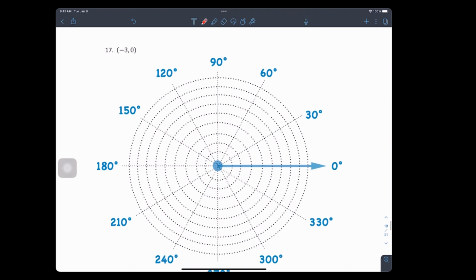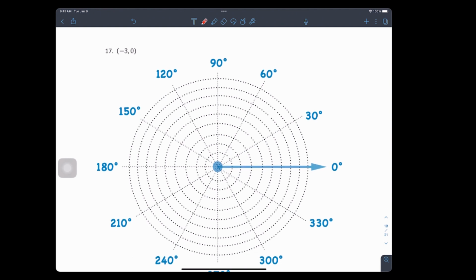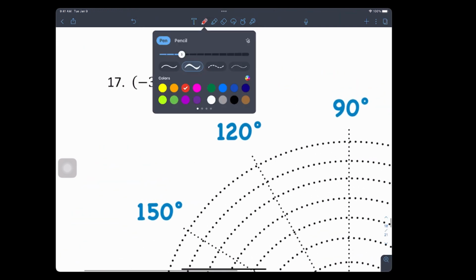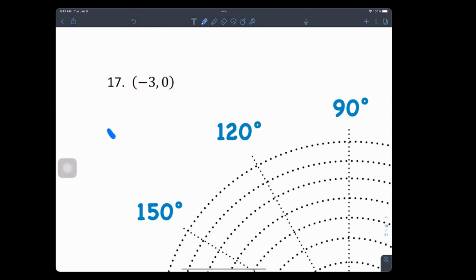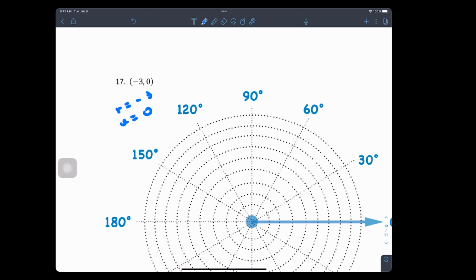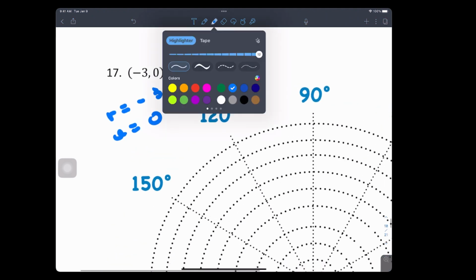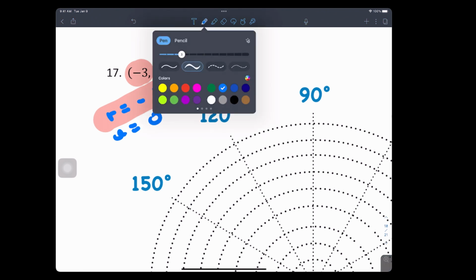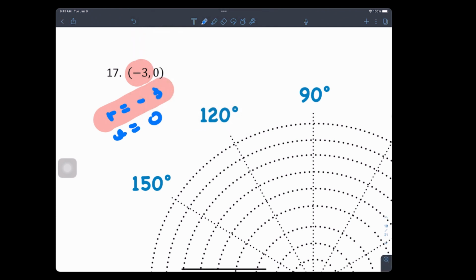Well, you guys know what's negative 3, 0. Oh, let's do it. We haven't done negative 3, 0. What's this? R is what? Negative 3. What's theta? 0. Okay. So we notice we have a negative radius. Is that true? So we got a negative radius, ladies and gentlemen.